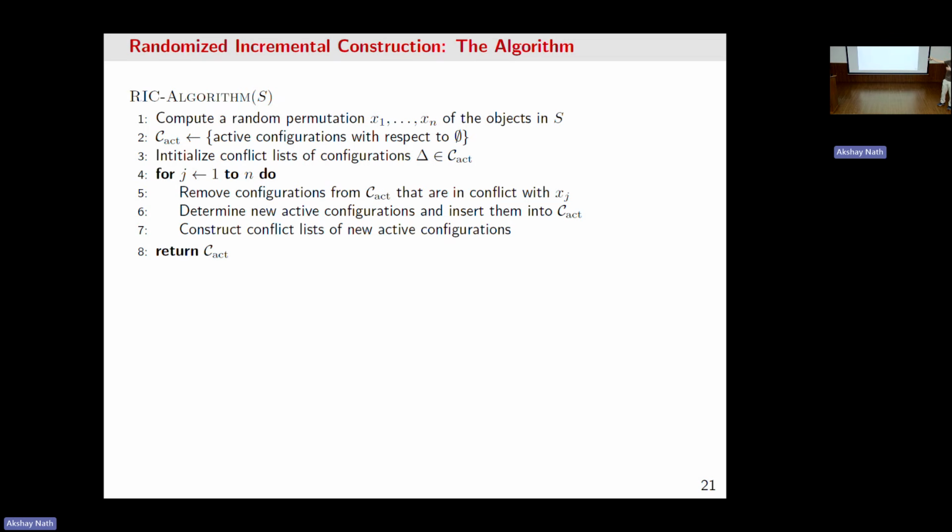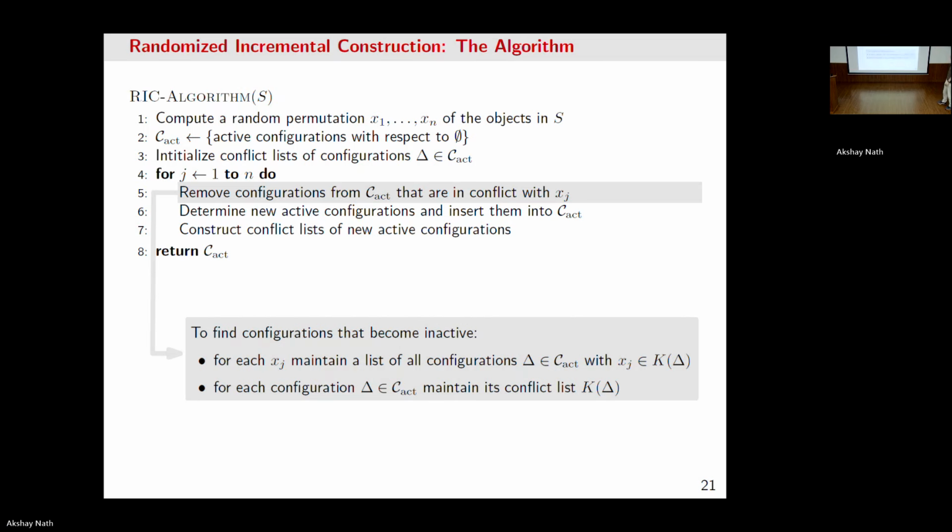Configurations that are currently active but in conflict with the new thing, I have to remove them. Probably new configurations will arise. Like I have this interval, I insert something in that interval that is in conflict with that interval, so I have to remove it. I create two new intervals that become active. And I have to construct the conflict list of these new active configurations. And again, I have this conflict list for every object. I know these are the configurations that I'm in conflict with and vice versa. So that's the general thing.